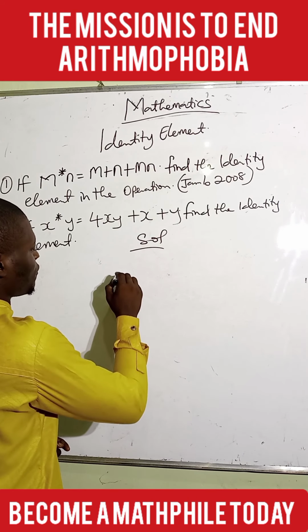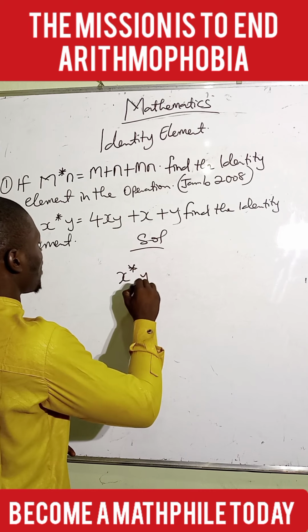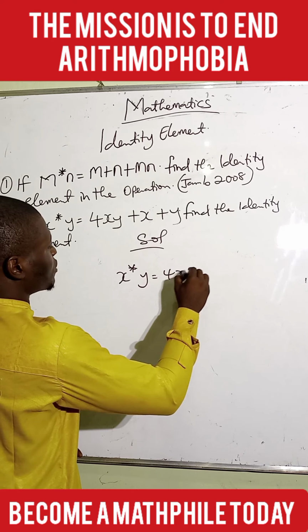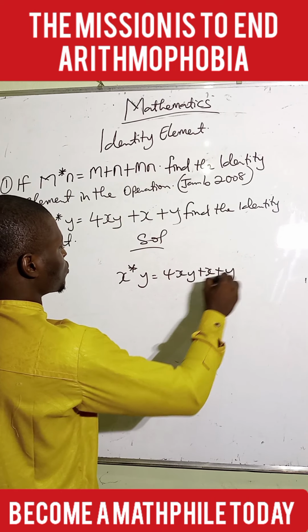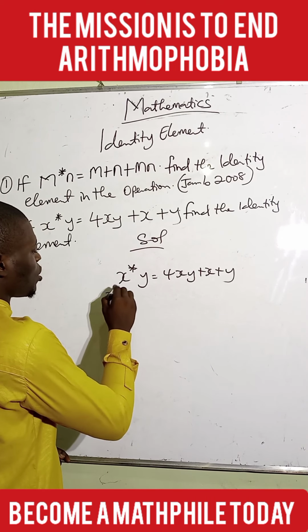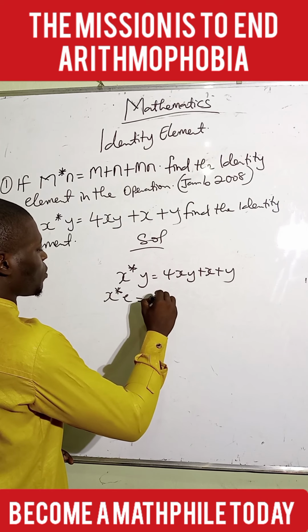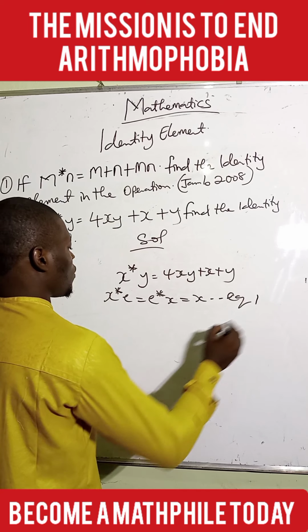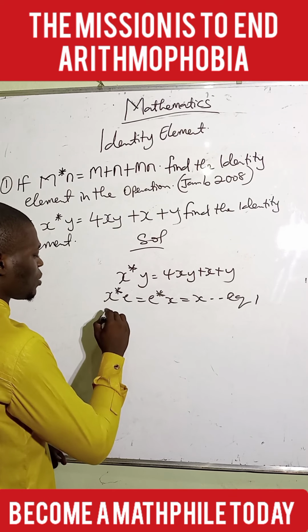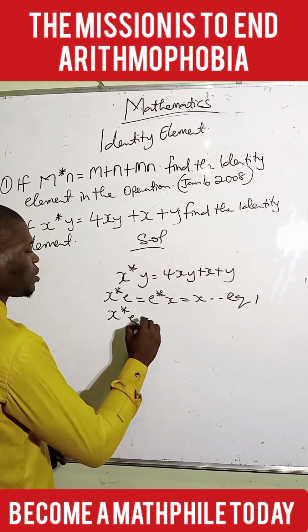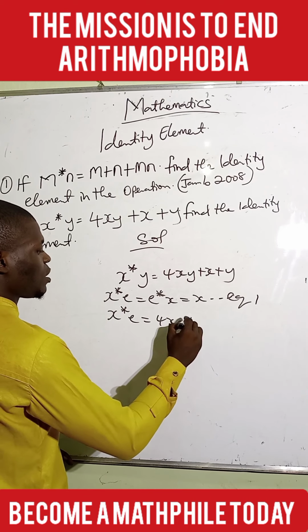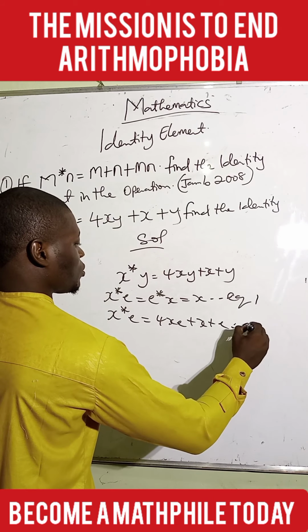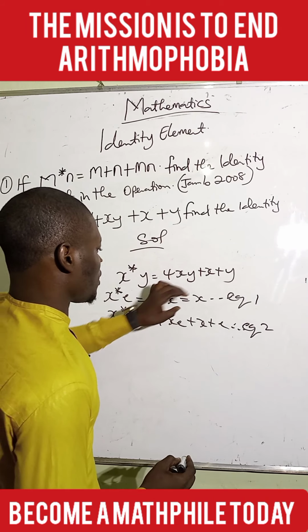Now we have x operation y, which is equal to 4xy plus x plus y. This will now be x operation e equal to e operation x, which will give us x, equation 1. Reflecting it in the equation, we have x operation e equal to 4xe plus x plus e, equation 2. Reflect this in this way.